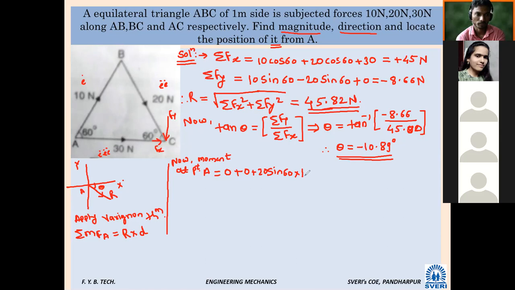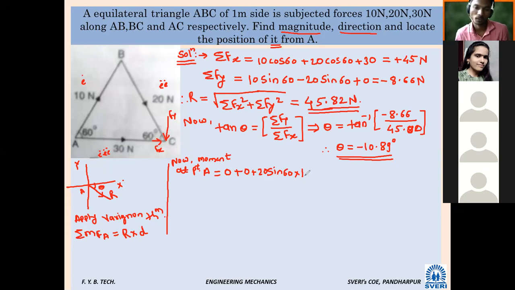Now the third force. The first force is 10 Newton, and its moment is directly 0 because it is passing through point A. The 20 Newton force is not passing through it, but is inclined, so we resolved it into two components at point C, one vertical and one horizontal. The horizontal component passes through point A, so we have considered only the vertical component. So for that, 20 into sin 60 into 1 perpendicular distance. Plus, now the 30 Newton force, the moment due to the 30 Newton force at point A is 0.